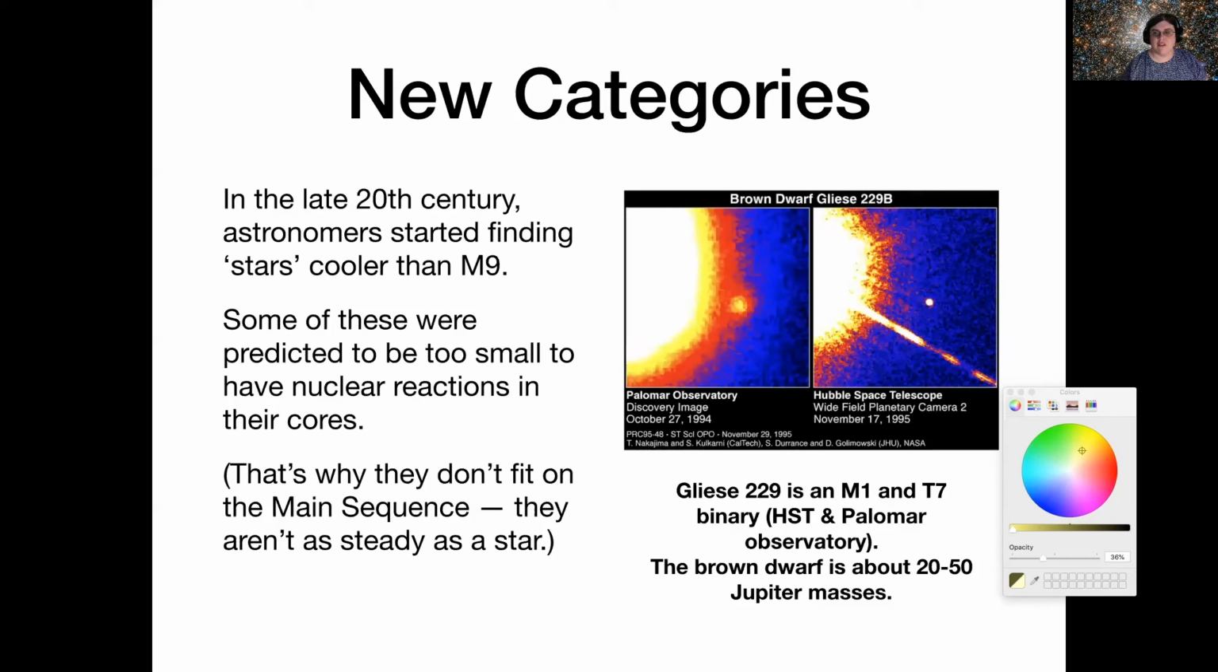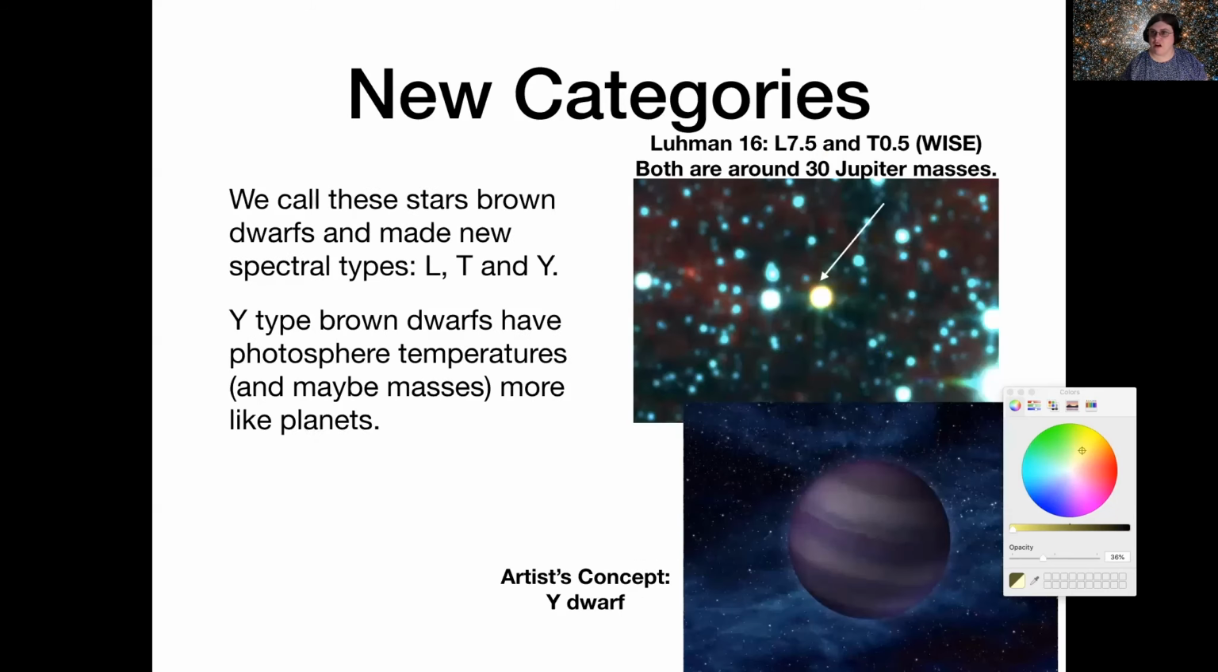And it's relatively large. Gliese 229b is about 20 to 50 Jupiter masses, and the smallest a star can be is about 80 Jupiter masses. So this is maybe a third to a half of the mass of the smallest stars. And as we survey our neighborhood looking for faint things that are brightest in the infrared, we find more and more of these brown dwarfs. We can't see them very far out because they're really faint, but we can find them.